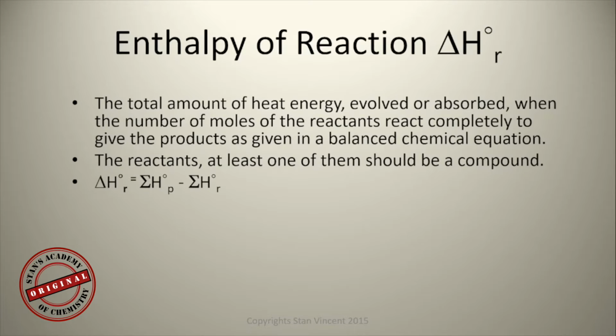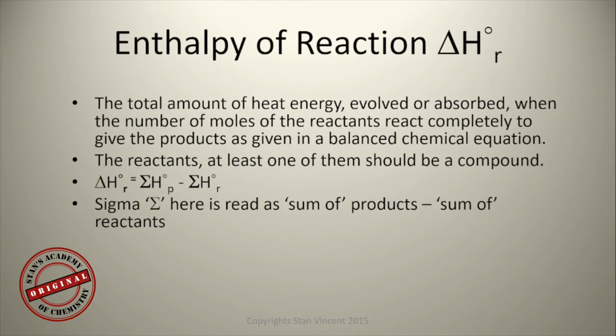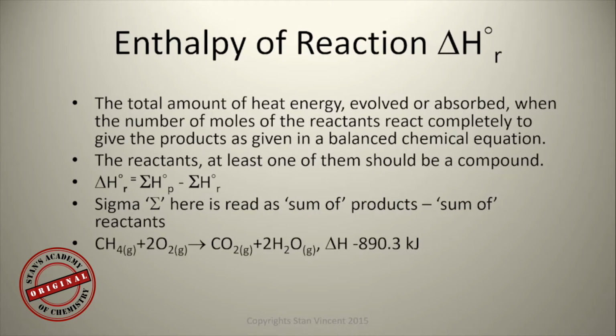The enthalpy change for the reaction can be calculated using the equation delta H0R is equal to the sum of the enthalpy of the products minus the sum of the enthalpy of the reactants. This is the equation that we're going to use for most of the problems. Here this sigma represents the sum of the products and sum of the reactants.